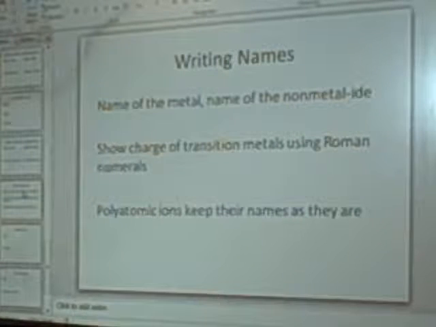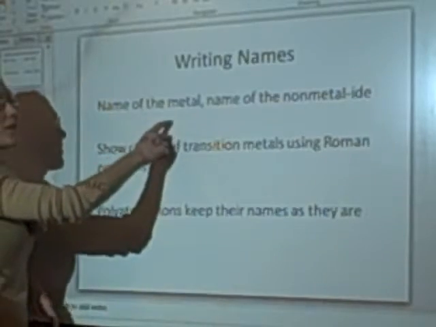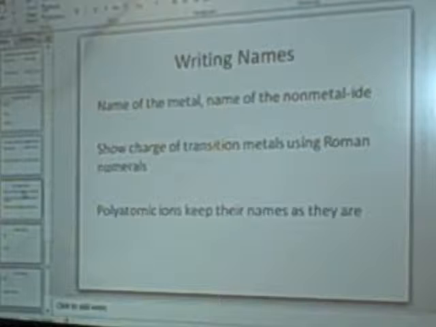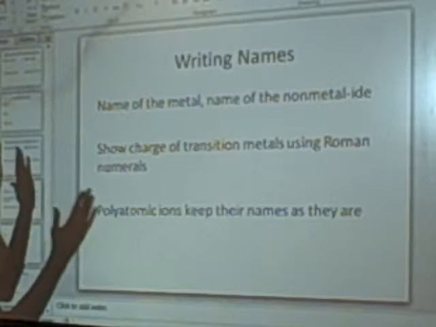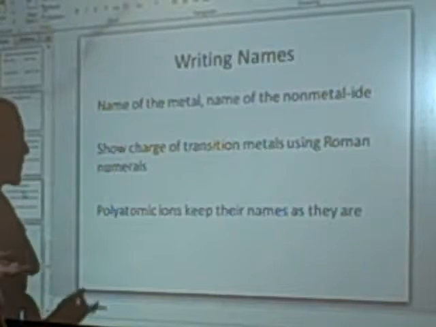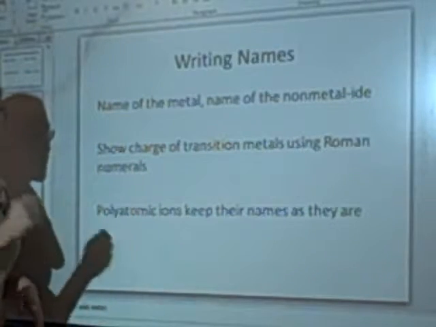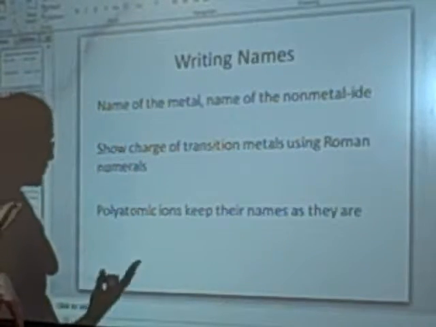If you're going to write the name, maybe you guys notice the pattern in the names. It's always the metal first, then the name of the non-metal, and we change the ending to IDE. If you have a transition metal, so anything in that D block like chromium or copper, we use charges. We use Roman numerals to tell the charge, like Roman numeral 1, Roman numeral 2.